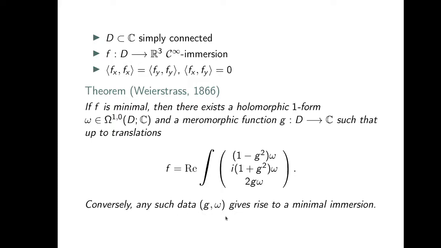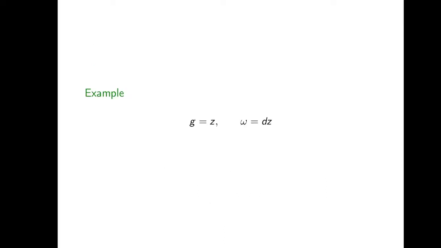And the nice point of this theorem is that any such data G and omega gives rise to a minimal immersion. So let's make our first example and take the simplest possible non-trivial G and omega. Taking these G and omega on the simply connected domain D in the complex plane gives you a minimal surface once you put these G and omega into the Weierstrass formulas.